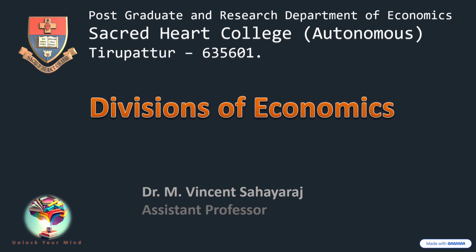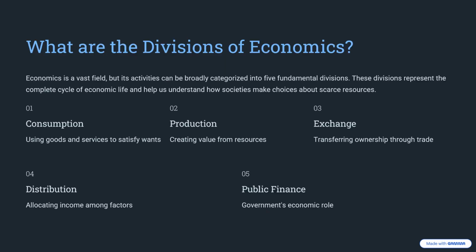In this slide, we are going to discuss the divisions of economics. Economics, in its traditional sense, is divided into four major branches based on subject matter, namely consumption, production, exchange, and public finance. Each of these divisions deals with a specific aspect of economic activity, and together they provide a comprehensive understanding of the working of an economy.